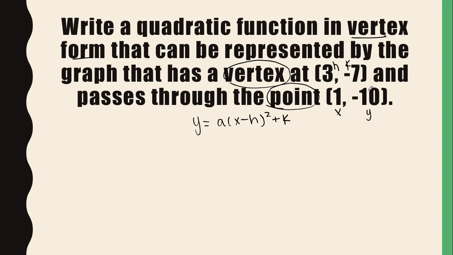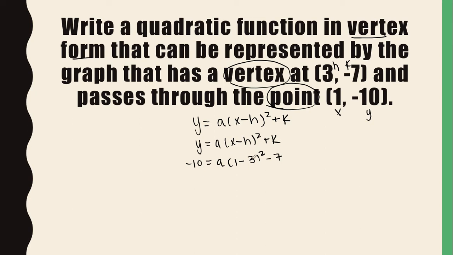What do you think I'm going to do with the letters? I'm going to plug them in. So y equals a times (x minus h) squared plus k. And so the y value is -10. The x value is +1. The h value is +3, so 1 minus 3 squared. And then the k value is -7, so -7.